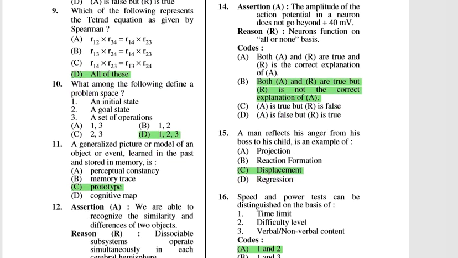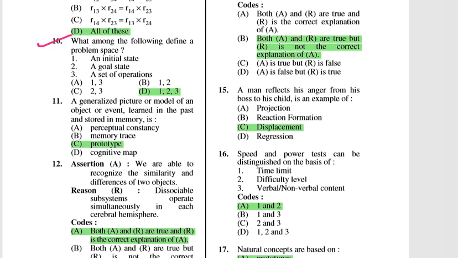If we talk about question number 10, it states: what among the following define a problem space? An initial state, obviously a goal state for sure, and C, a set of operations. These all define the problem space. Option number D, 1, 2, 3.